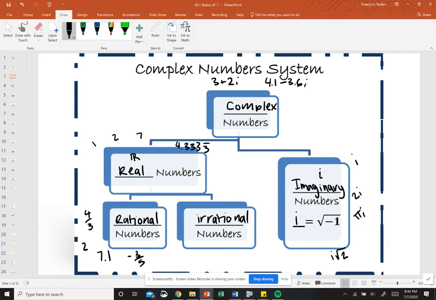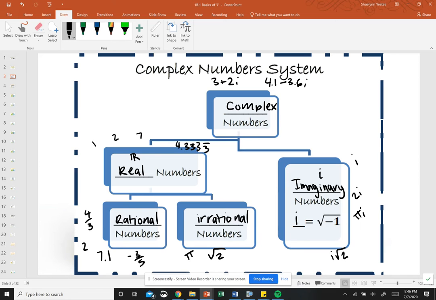Okay, irrational numbers are numbers like pi, or like the square root of 2. These are numbers that never end, never repeat. They're just decimals going on forever. Okay, you guys have seen all of these numbers before in a myriad of different circumstances, all right?